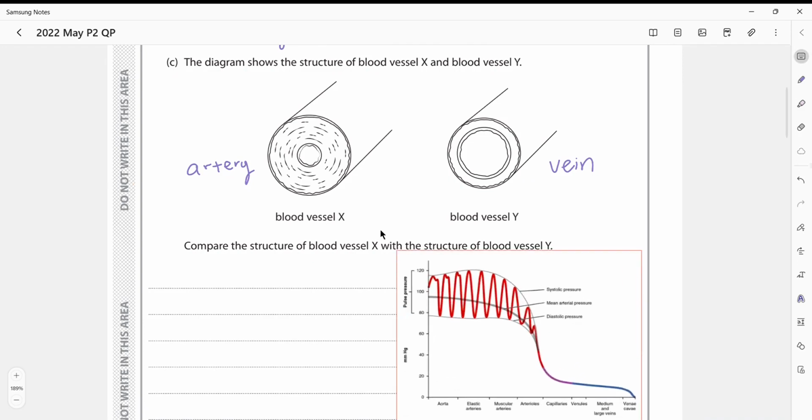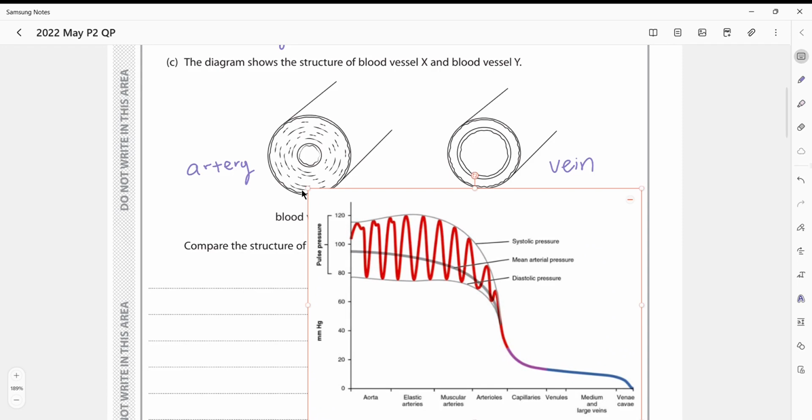Okay, so just a little bit of background on the arteries and vein. So arteries are carrying blood away from the heart, right? And blood is being pumped out of the heart. And that's why the blood in the arteries have higher blood pressure. And in order for your arteries to transport blood effectively, it needs to have a thick wall.